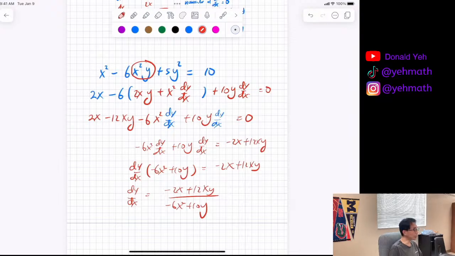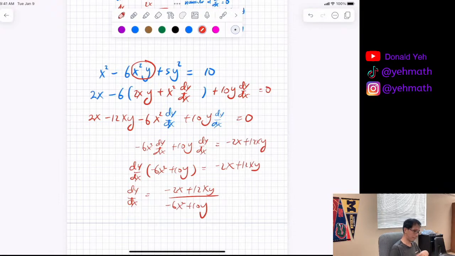Or if you want to find a horizontal tangent, it's going to be numerator equal to 0. If you want to find a vertical tangent, it's going to be denominator equal to 0. Those are the things that you've got to be able to do. Any questions on this one? Do you understand or do you need more practice?